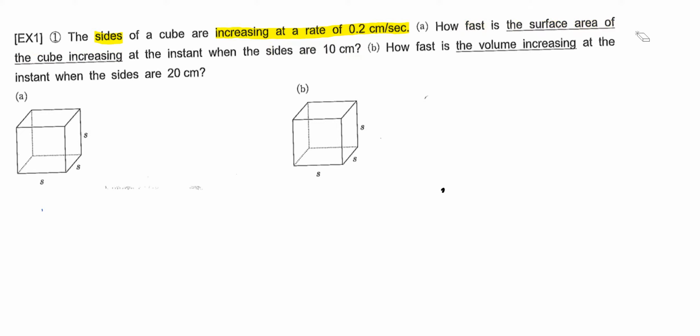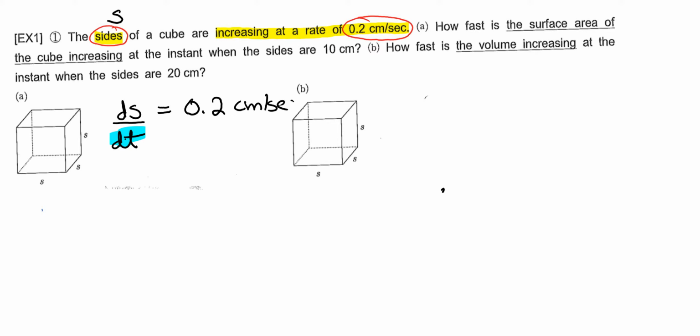So let's go ahead and break this down. I'm given sides, and the sides are increasing at a rate of 0.2 centimeters per second. Whenever you're given a rate, you want to write a derivative expression for that rate. So the derivative expression would be ds over dt. Anytime you're dealing with a rate, you should have time in the denominator, and that's going to equal 0.2 centimeters per second.